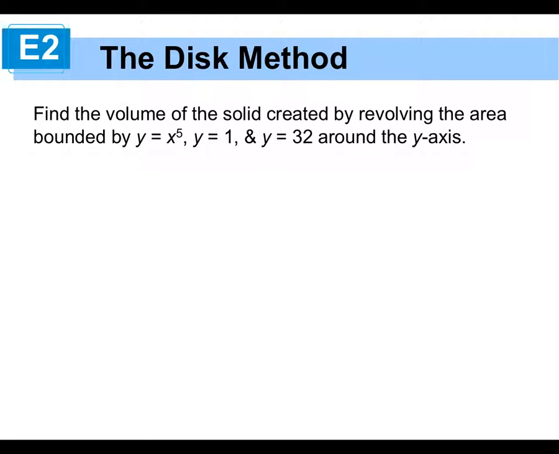Let's try one more just to make sure you got it, with less guidance from me. So draw a sketch. Draw your representative rectangle. You don't have to draw the three-dimensional shape, but if you're feeling giddy, you might try to picture in your brain what that three-dimensional shape looks like.